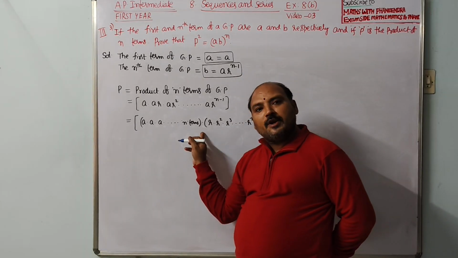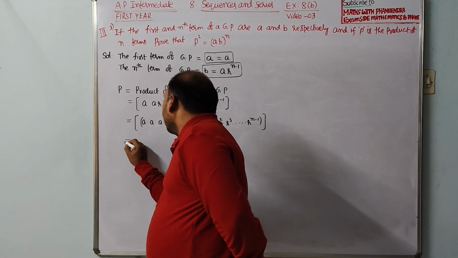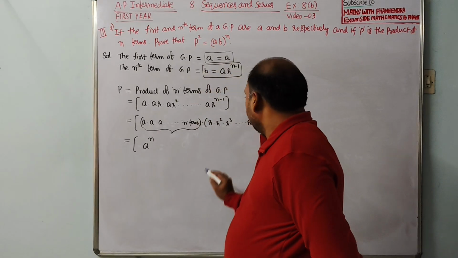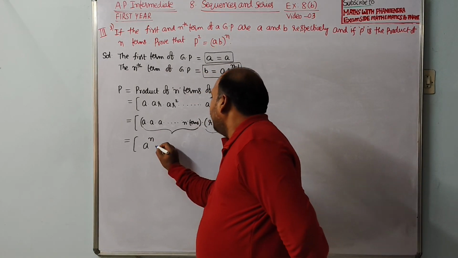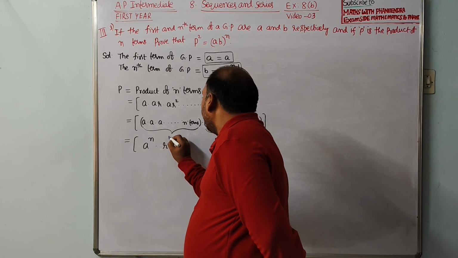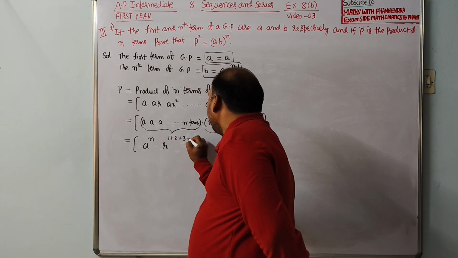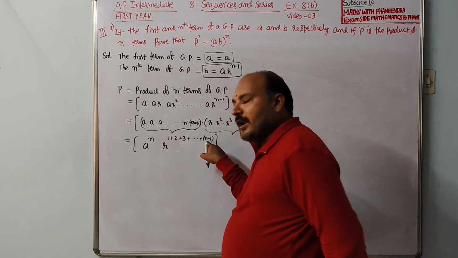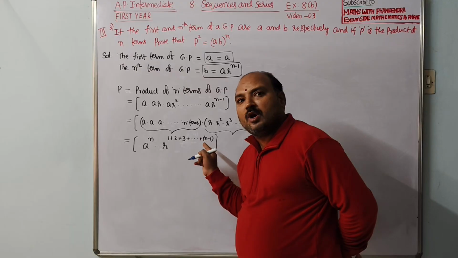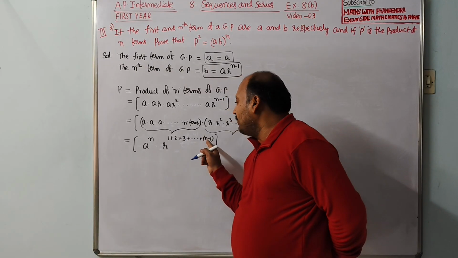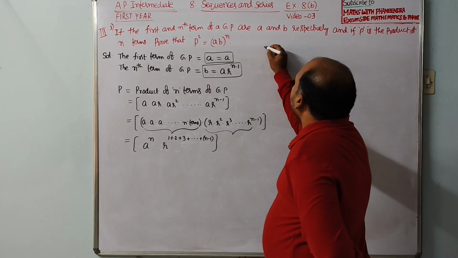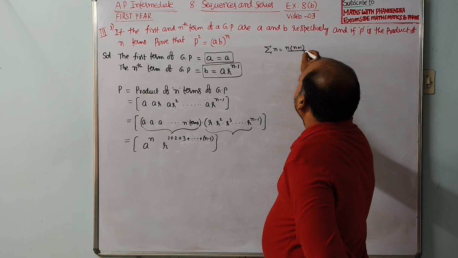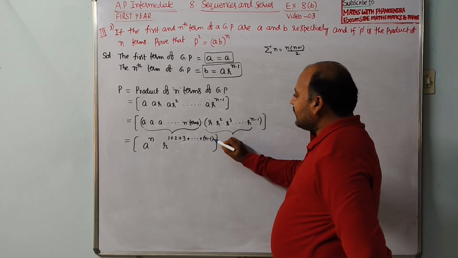A into and so on, n times, means A power n itself, no? So A power n, the first bracket value completed. Come to the second bracket value, bases are equal, powers should be added, r power 1 plus 2 plus 3 plus and so on, plus n minus 1. If here n is there, 1 plus 2 plus 3 and so on, n is n into n plus 1 by 2. But in place of n, n minus 1 is there. In this formula, sigma n means n into n plus 1 by 2, no? In place of n, n minus 1 is there.